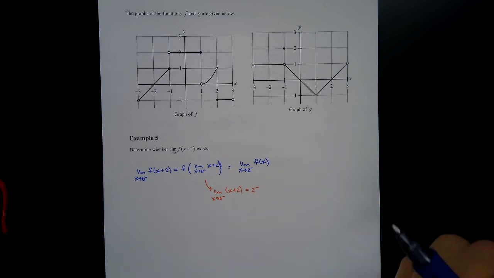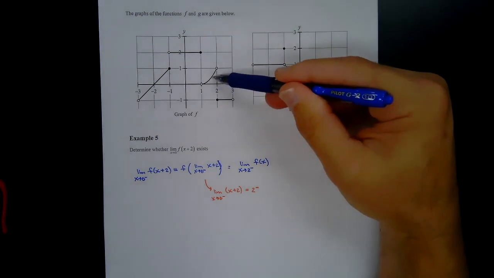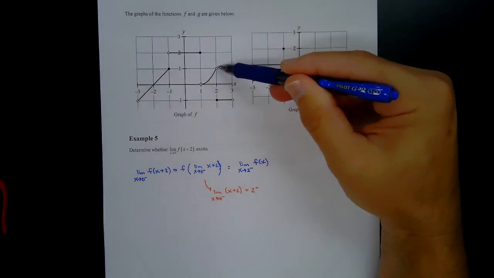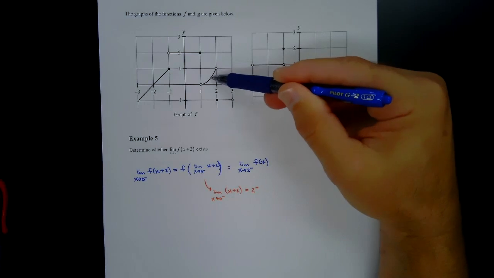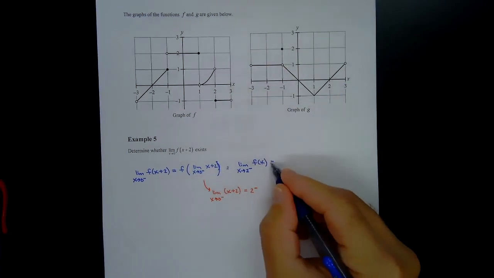Okay, and then that's going to be really easy to read. As we approach 2 from the left, it's approaching this open dot right here, because we're coming this way. We're approaching it from the left. And so we know the value is equal to 1.